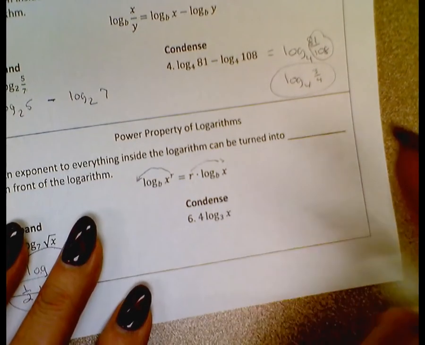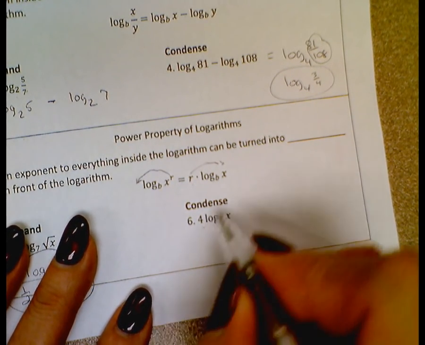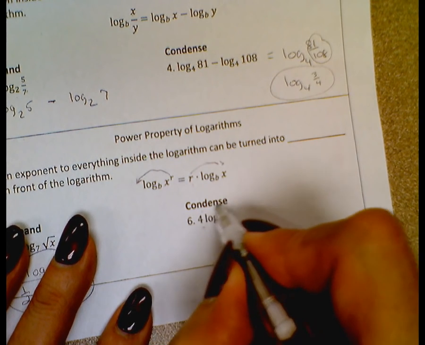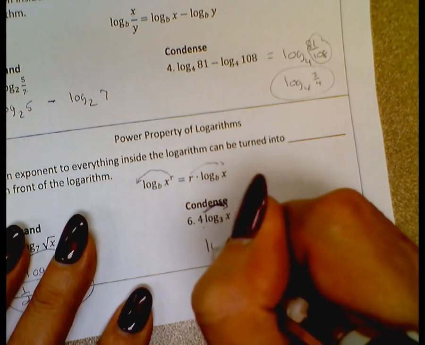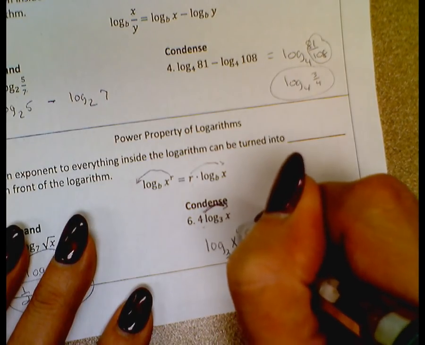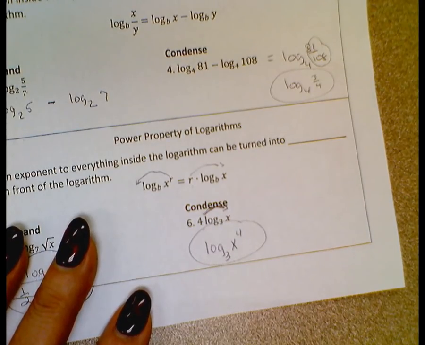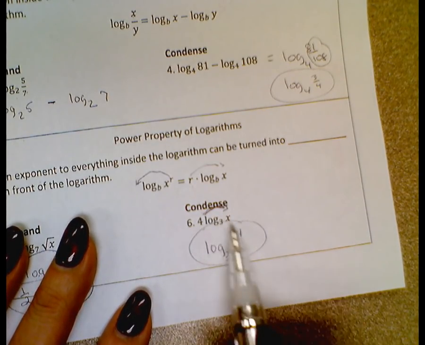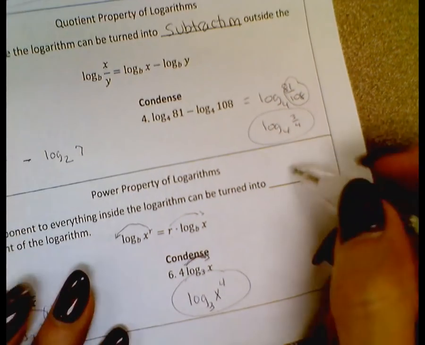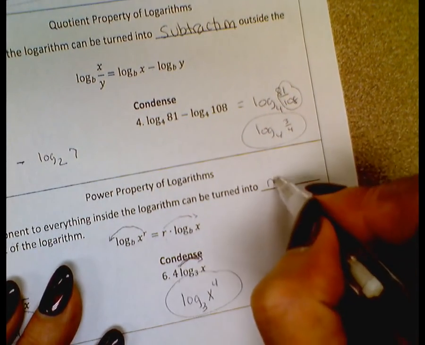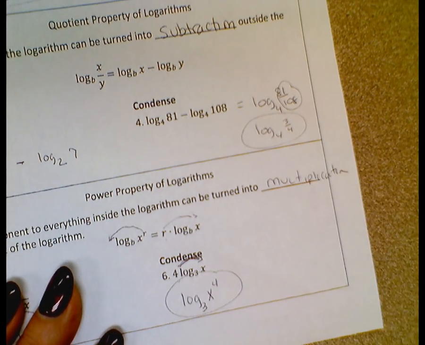So what would happen if you want to condense? Now you're not allowed to condense if there's a number out front. So what you need to do is put it back as an exponent. So we're going to write log base 3 of x to the 4th. And that's condensed. They're kind of both condensed, but there's two ways of writing this: 4 outside or 4 as an exponent. So an exponent to everything inside can be turned into multiplication in front of the logarithm.